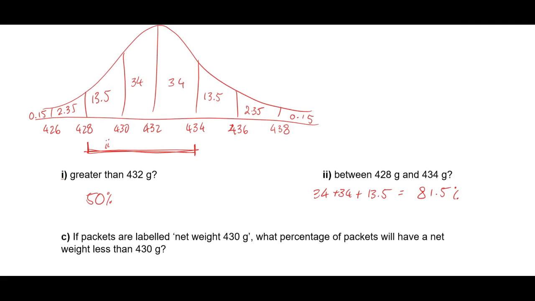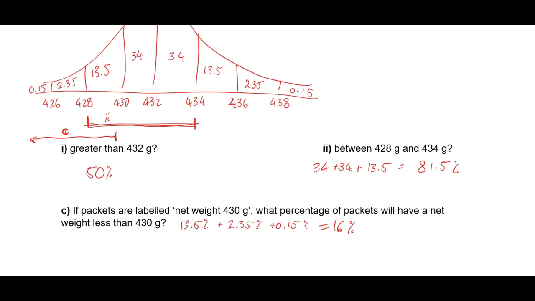What percentage of packets will have a net weight less than 430? So now I'm after this one here. Oh no, that's part C, not part B. Part C here is this one. So we've got 13.5% plus 2.35% plus 0.15% is 16% of packets will have a net weight less than 430 grams.